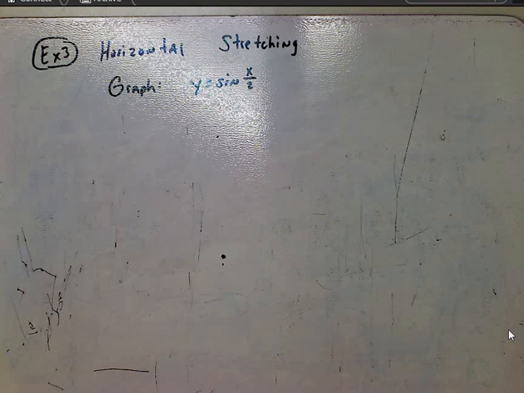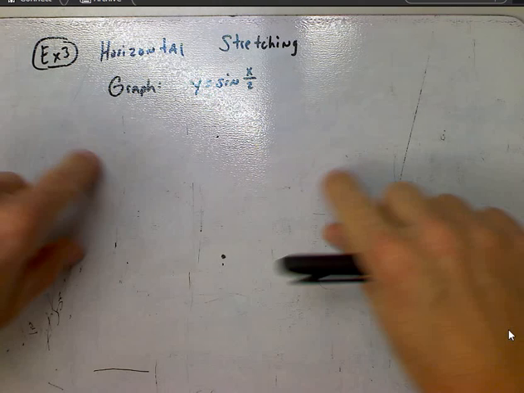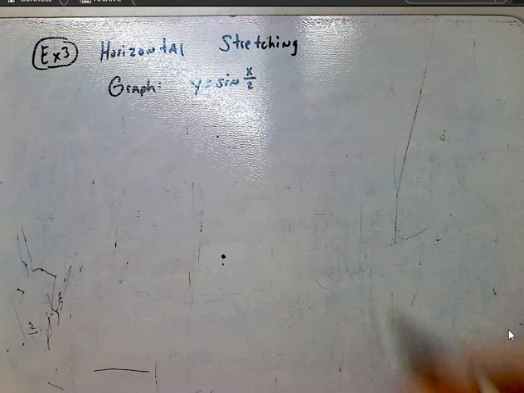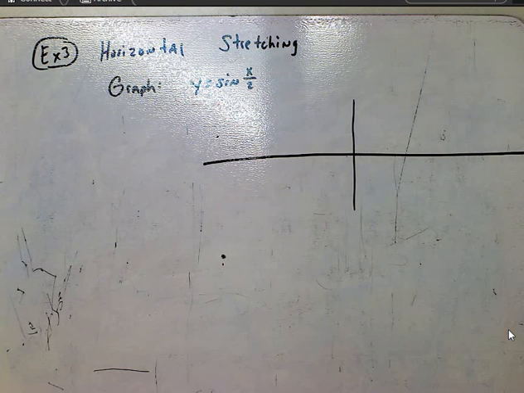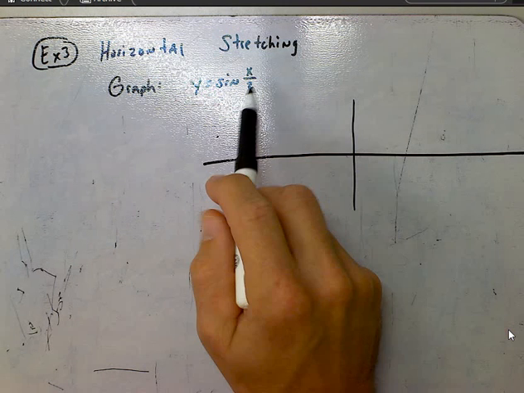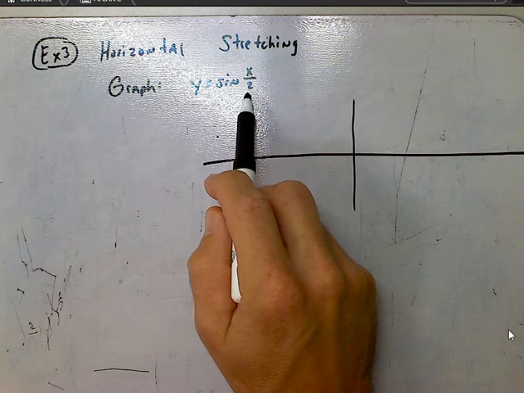Example 3, we're going to graph a horizontal stretch, which means we're going to take the graph and stretch it out this way. So we draw a basic little graph here. What's going to make this stretch or shrink horizontally is this x over 2.